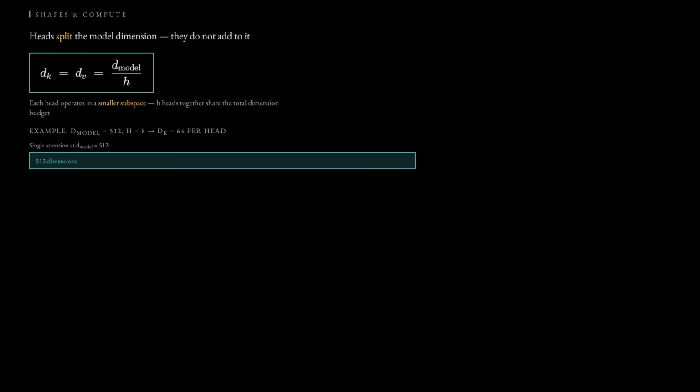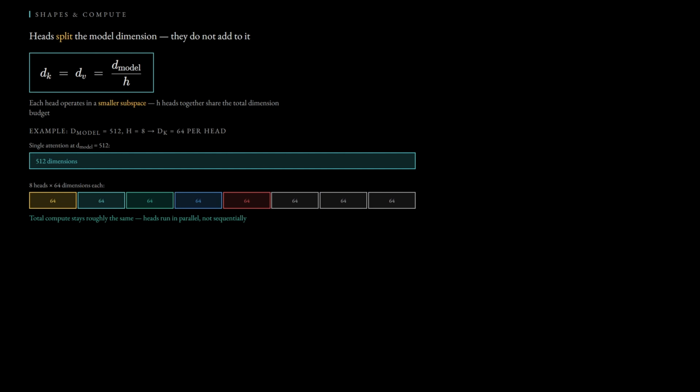The concrete numbers are as follows. Say d model equals 512, and h equals 8. Dividing 512 by 8 gives you 64. A full-width 512-dimension bar is on the screen, representing what a single attention head would work with. All 512 dimensions in one stream. That is the baseline. Now, 512 divided by 8 is 64. The 8 small bars together cover exactly the same total dimension width as the one big bar.